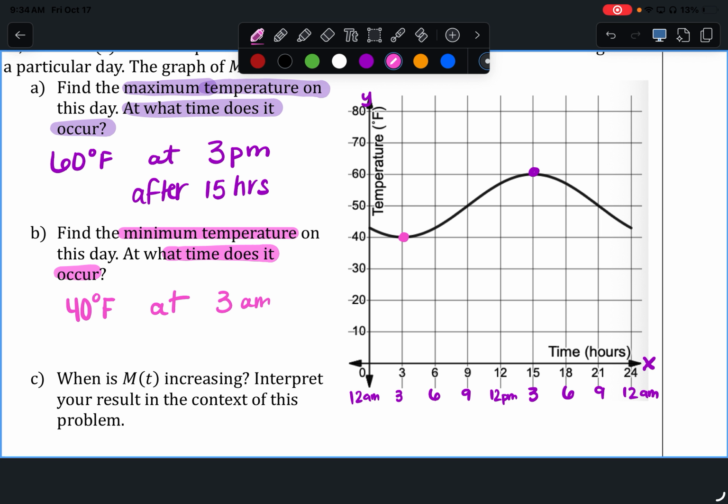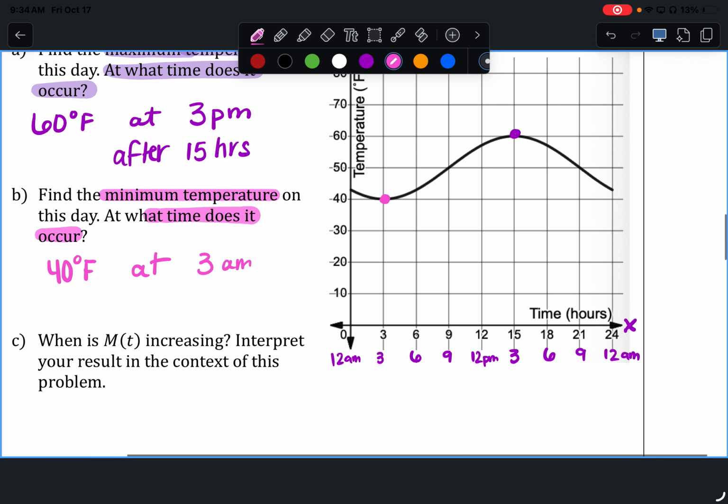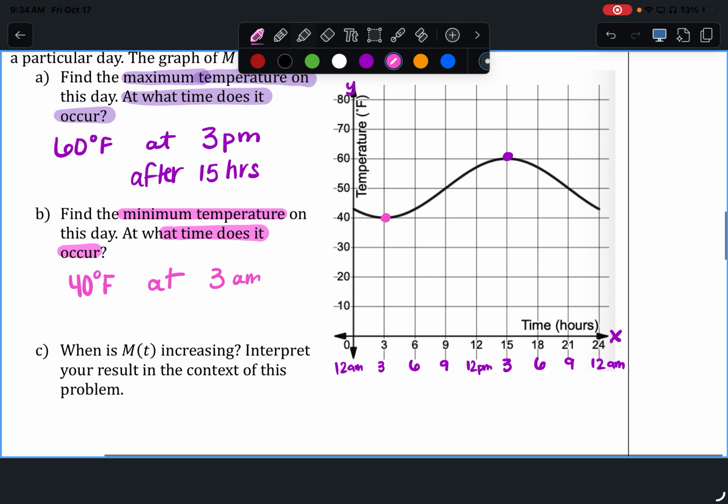Okay. So then we're going to look at C. When is m of t increasing? So when does m of t increase? From 3 a.m. to 3 p.m. it is increasing. So I have to write that as an interval though. When I do intervals, I use my x-axis. What do I need to put to make it match my x-axis? 3 to 15.